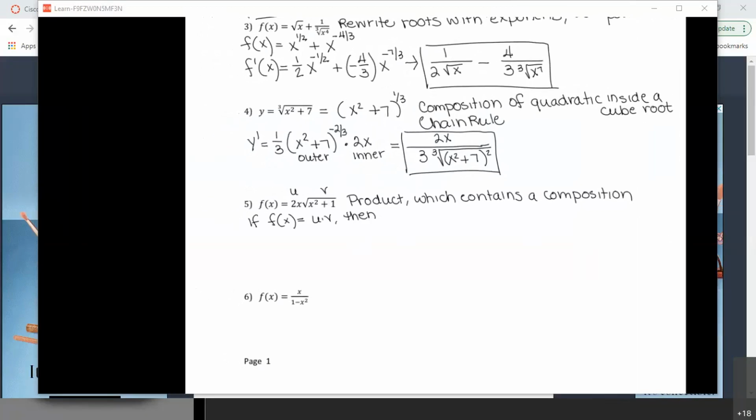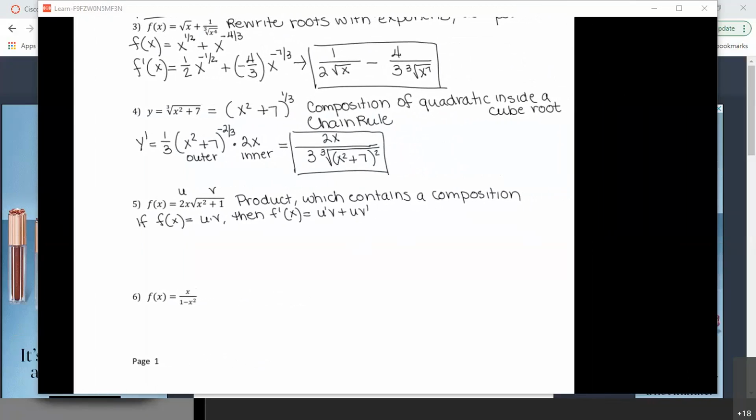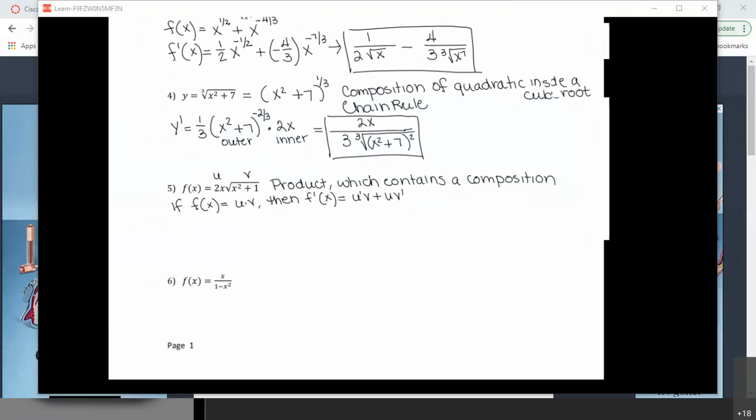Okay, then f prime of x is u prime v plus u v prime. And again, get in the habit of just writing it down, okay? Because then all you have to do is find u, v, u prime, v prime, and plug it in, and you're good. Don't spend a lot of time searching for it. Just write it down right there.